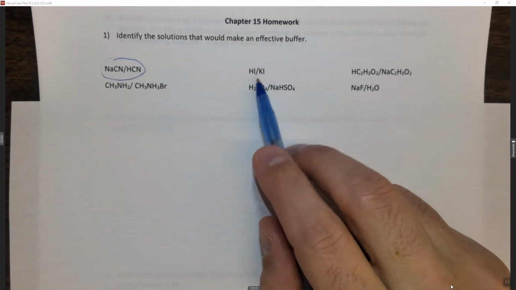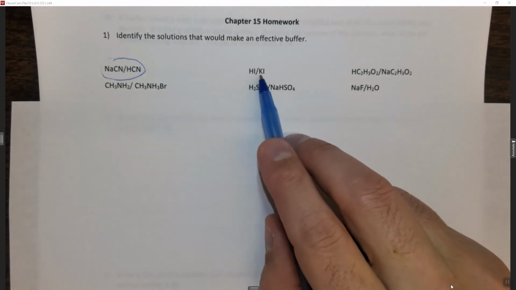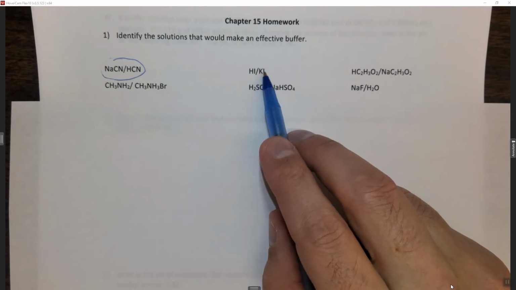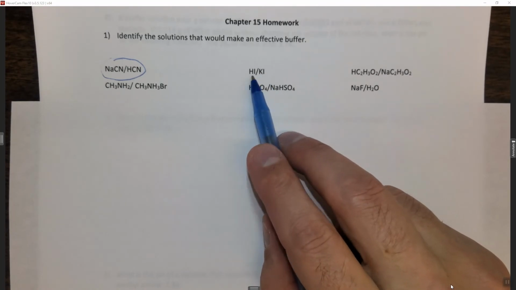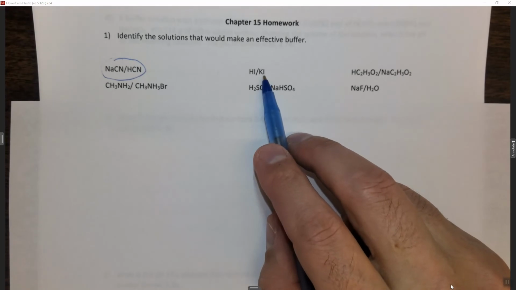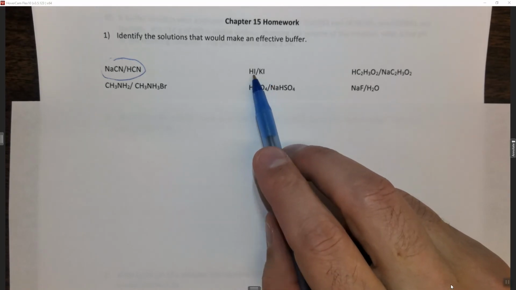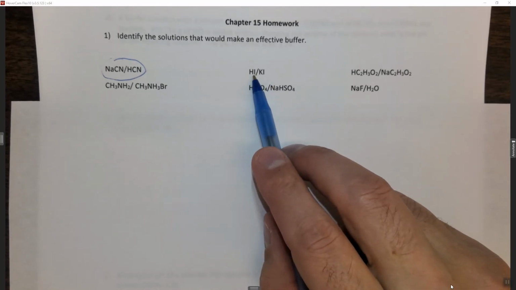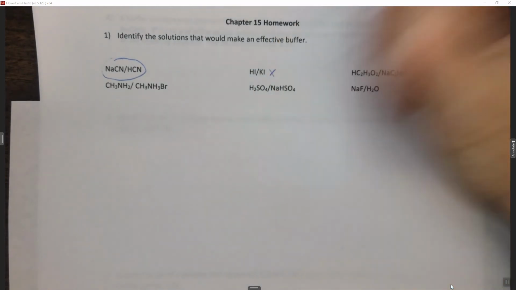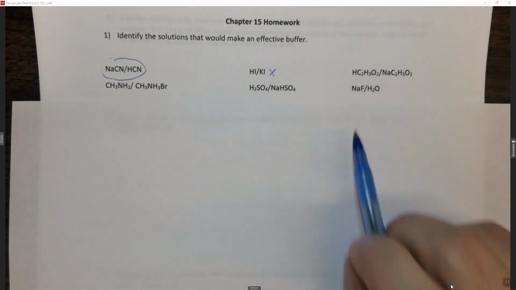HI and KI. So HI is an acid, and KI is its conjugate base. Remember, this is just K plus, a 1A metal plus, and it's I minus. So you have HI and I minus. The problem with this one is that this is a strong acid and not a weak acid. So since this is a strong acid and its conjugate base, it is not an effective buffer solution.